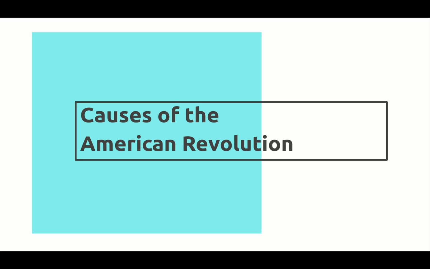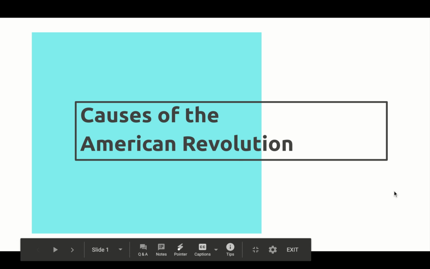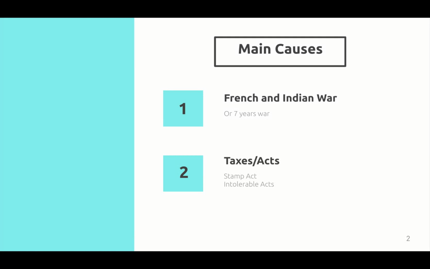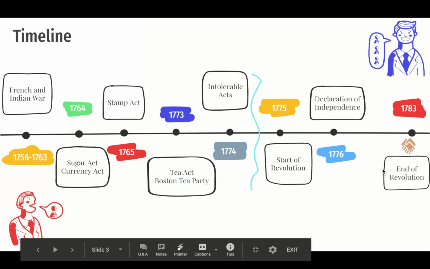Here are slides on the causes of the American Revolution. Two main causes were the French and Indian War, which then led to the taxes and acts being passed by Parliament. So this is our timeline.